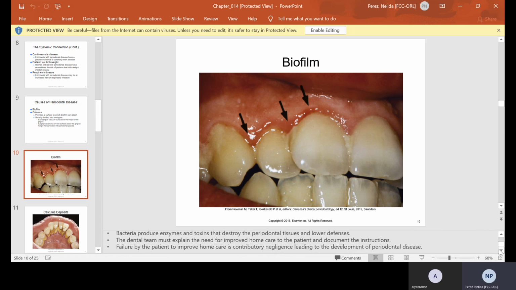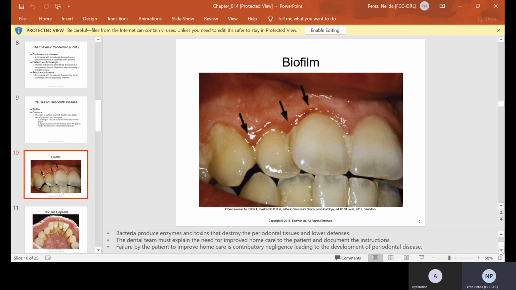So as a dental team, we have to speak to our patients and make sure that if we see this stuff, we talk to them about improved home care. We have to explain to them instructions: using a soft toothbrush, how to brush their teeth, how to brush all the surfaces of the teeth, how to floss. So that's something that we will be doing also in lab. We will be practicing all that.